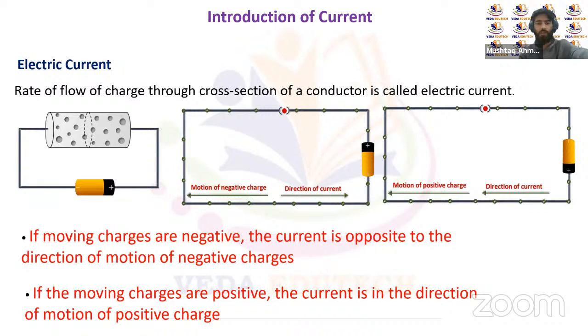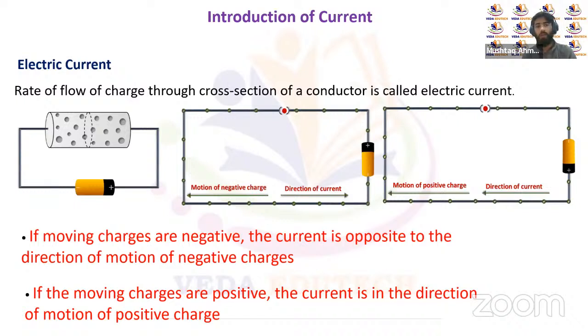In the last chapter, we discussed electrostatics, that is, charge at rest. But today, in this new chapter, current electricity, we'll be discussing charge in motion. Whenever charge moves through some cross section, it develops a current in the conductor.